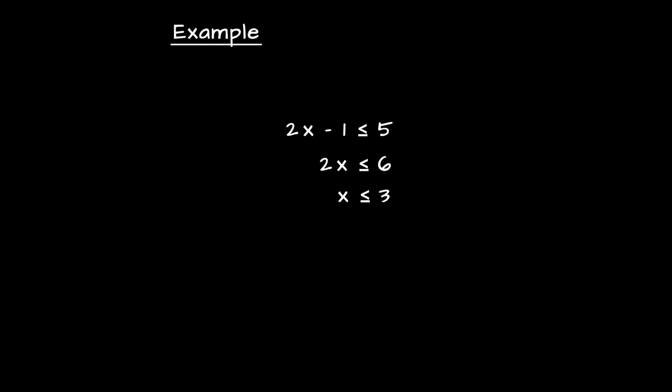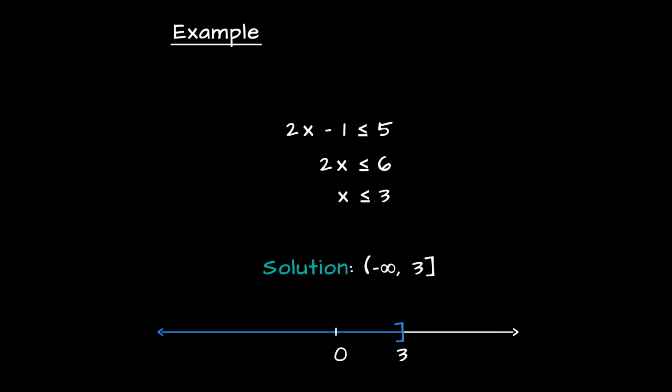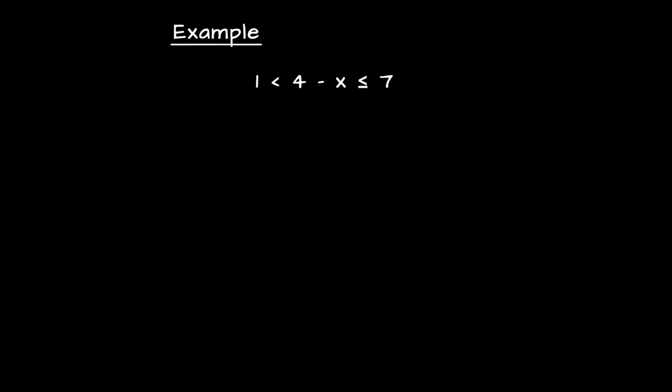The values of x that make this inequality true are all values of x that are less than or equal to 3. In fact, it's convenient to express the solution using interval notation, so we would say that the solution set of this inequality is the interval from minus infinity all the way to 3, where the endpoint 3 is included in the interval. Let's have a look at another example.